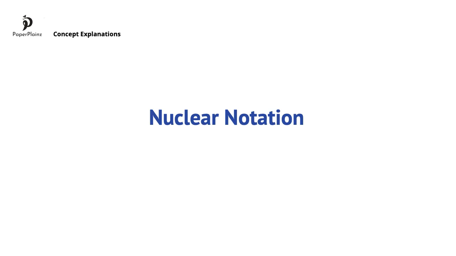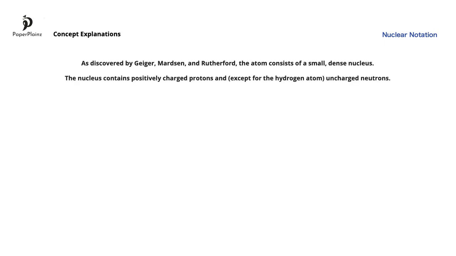This video is about nuclear notation. We learned earlier that, as Geiger, Marsden, and Rutherford discovered, the atom consists of a small, dense nucleus. Today we also know that the nucleus contains positively charged protons, and except for the hydrogen atom that is made up of one proton and one electron, the nucleus also has uncharged neutrons. Finally, atoms also contain negatively charged electrons that are outside the nucleus.